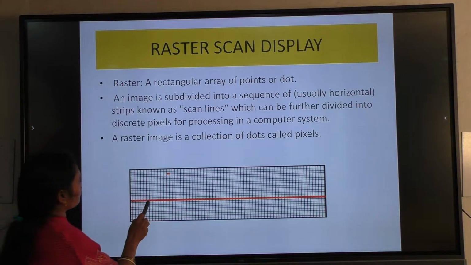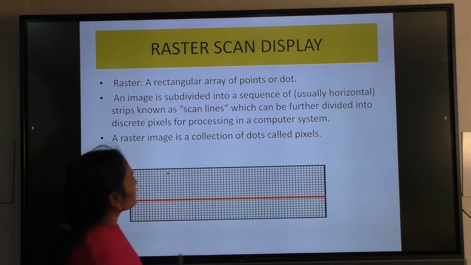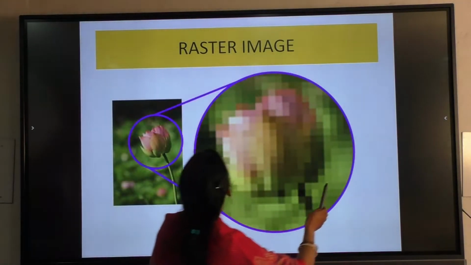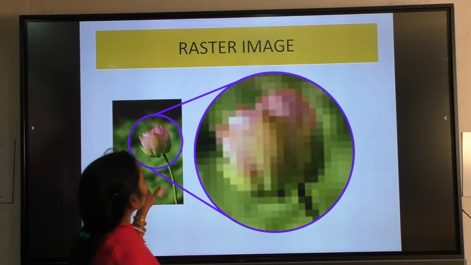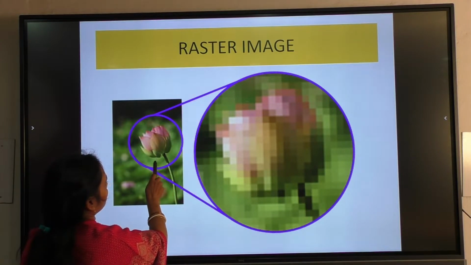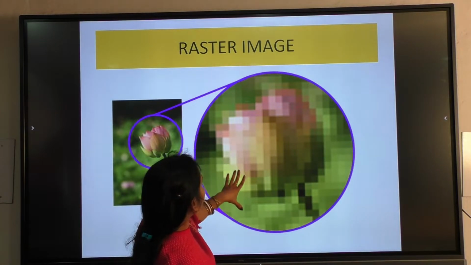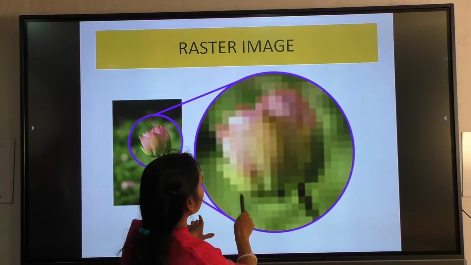In this diagram, this is one example of a raster image. This is the actual image, and when we enlarge it, it is displayed in pixel form.